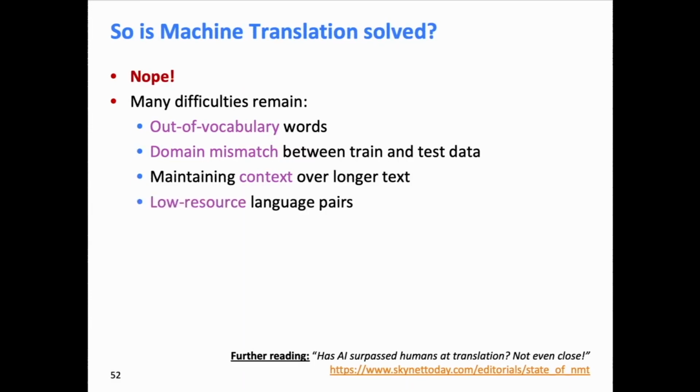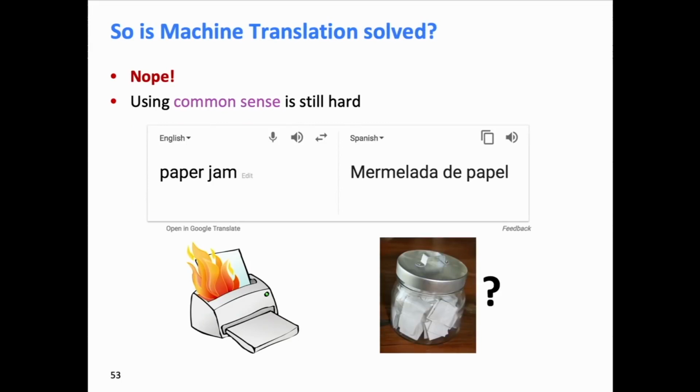Another difficulty is low resource language pairs. Everything we've talked about so far has assumed that you have access to a very large parallel corpus, but what if you don't? What if you're trying to translate to or from a language that has relatively little text available online, for example? So that could be pretty difficult. Here are a few examples of machine translation screwing up with specific errors.